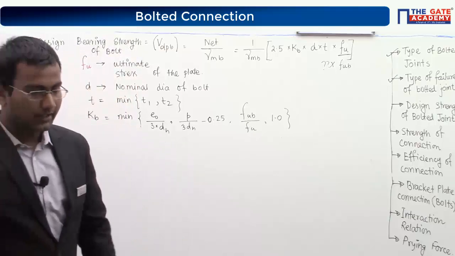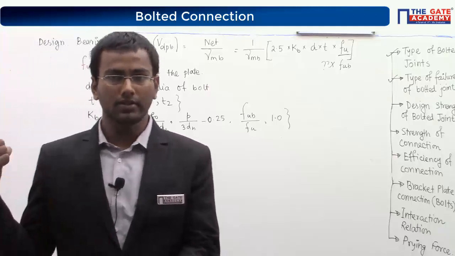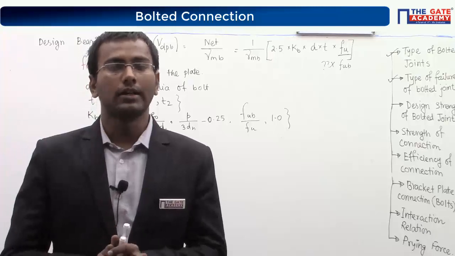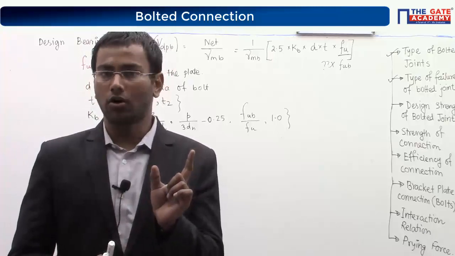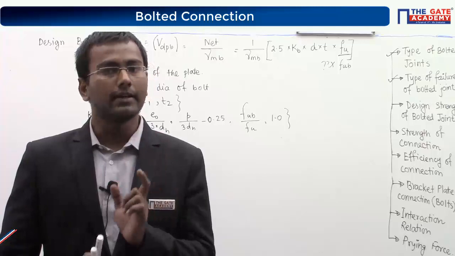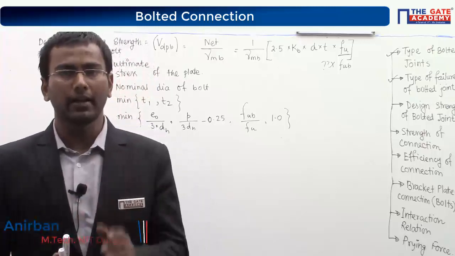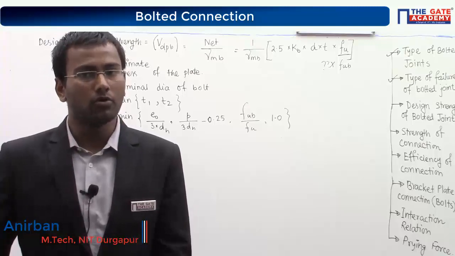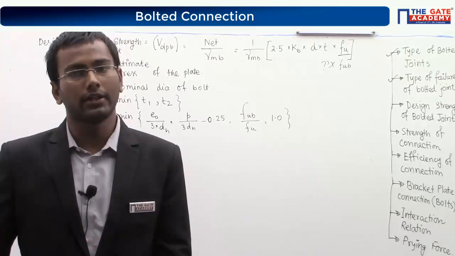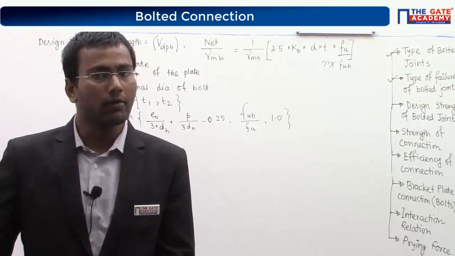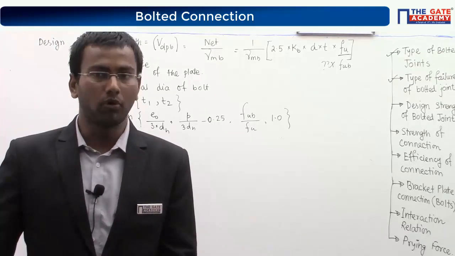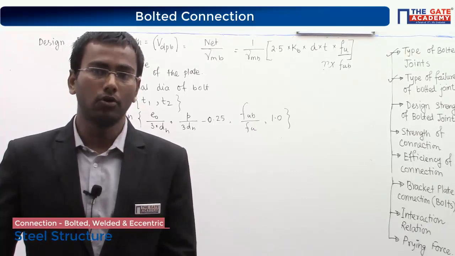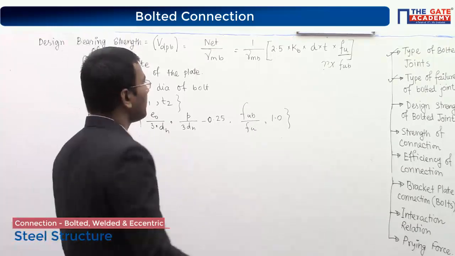Unlike in the shear case, if you remember, in the previous case we did the shear strength of the bolt. You can check your copy. I have written Fub divided by root 3, multiplied by nn and something else. There we have taken the ultimate stress of the bolt, because we are calculating the strength of the bolt in shear. Here we are calculating the strength of the bolt in bearing, but we are not taking the strength of the bolt, we are taking the strength of the plate.